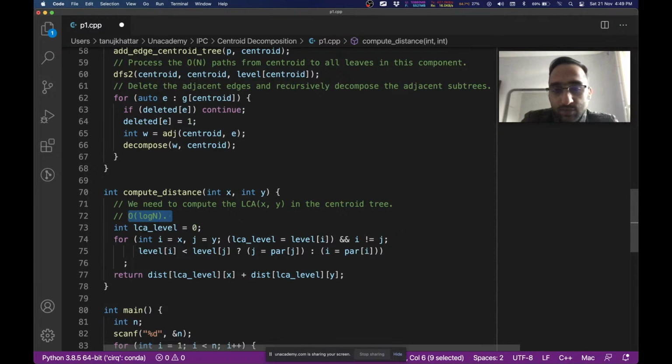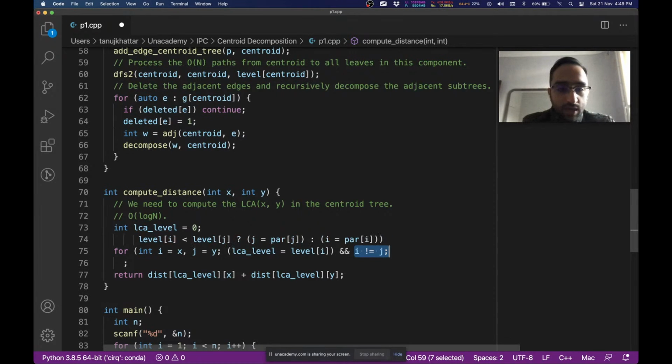You can do more advanced pre-processing and maybe reduce this to order 1 as well, but it's not required. Order log n is good enough. So you just do an iteration. How do you do the iteration? You say i is equal to x, j is equal to y, and you keep iterating while i is not equal to j. Till both the nodes become equal, you keep iterating up.